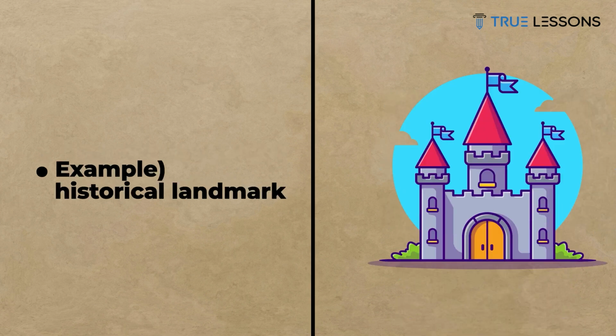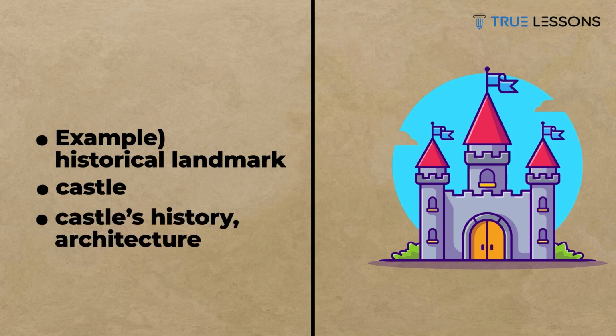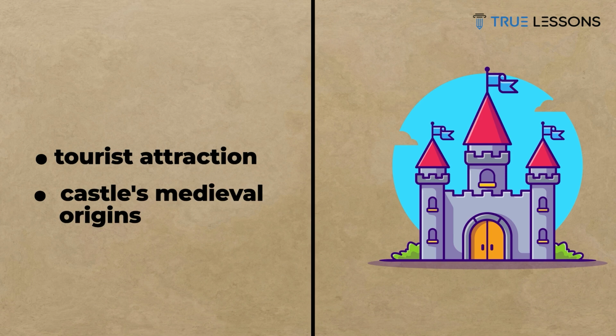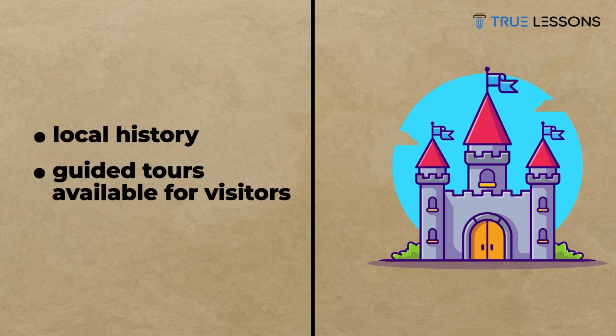For example, a historical landmark, a castle. The speaker discussed the castle's history, architecture, and its significance as a tourist attraction. Details included the castle's medieval origins, its role in local history, and various guided tours available for visitors.